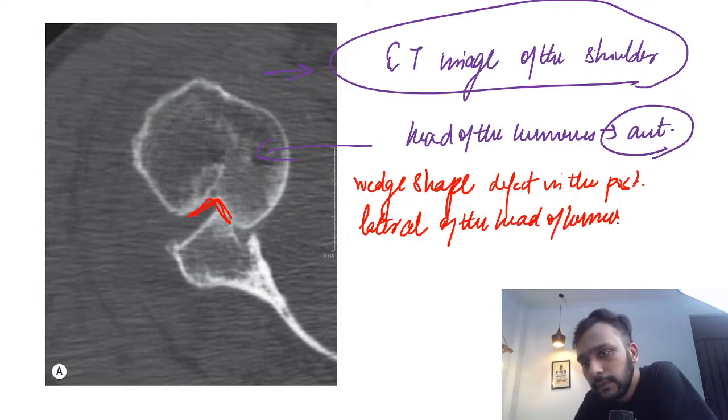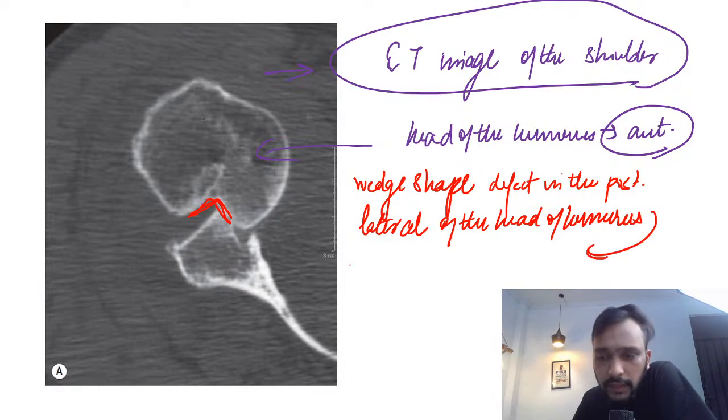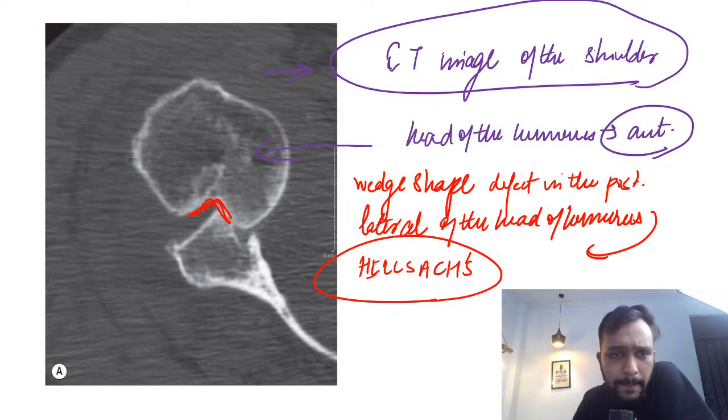So, guys, this is known as Hill-Sachs lesion. Okay, Hill-Sachs lesion. Basically, it is a defect in the posterolateral part of the head of the humerus.